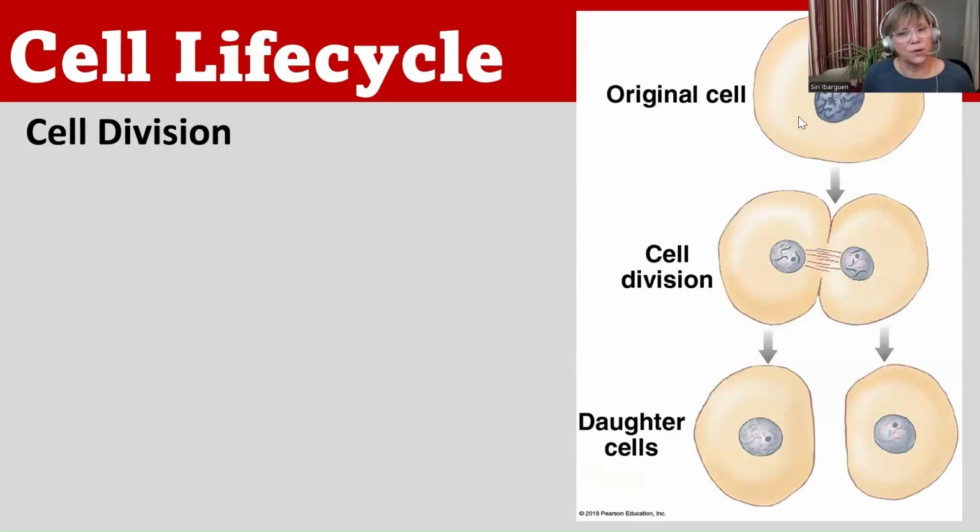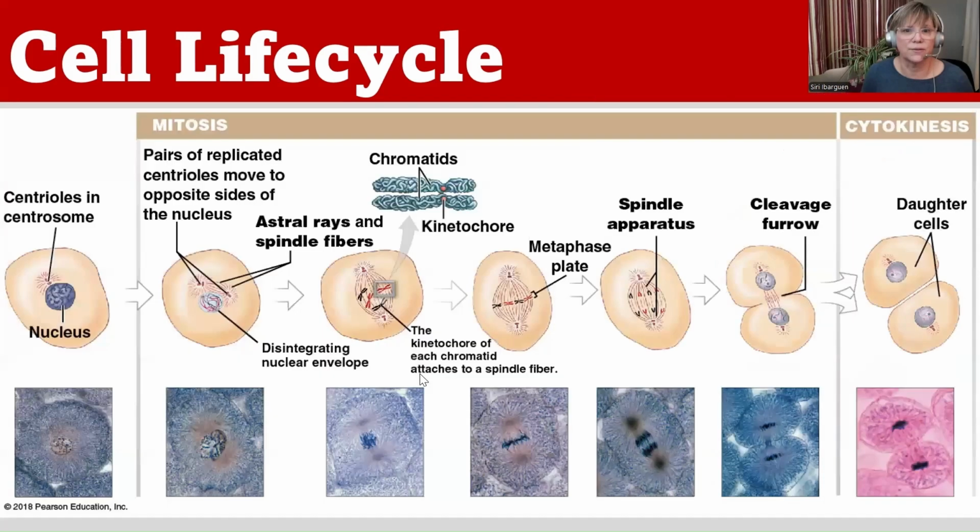So mitosis is used for the growth of the organism, for replacement of cells that have been lost, or cells that have been damaged. And so we'll have cell division where you have the original cells, the chromosomes of the nuclei are going to divide, and then in cytokinesis, all the organelles are going to divide, and then you're going to have two daughter cells.